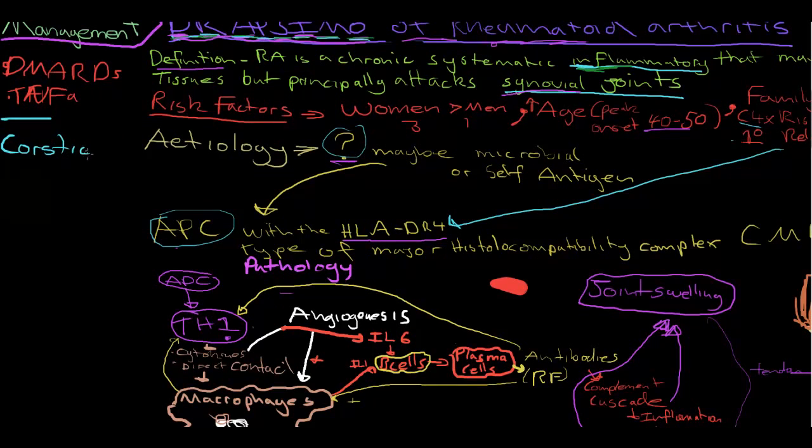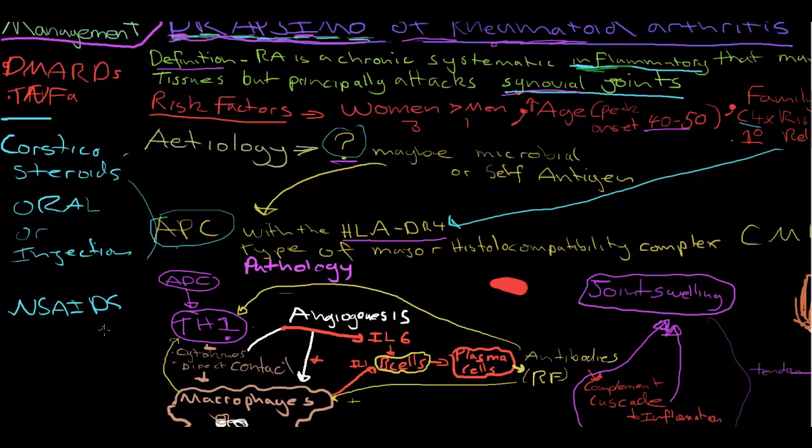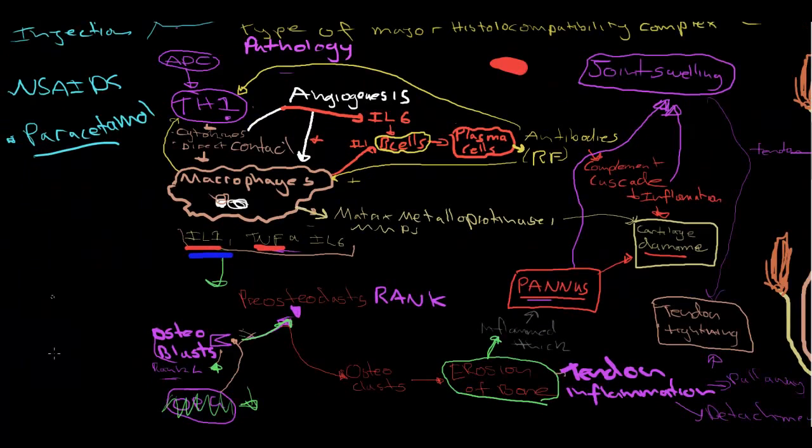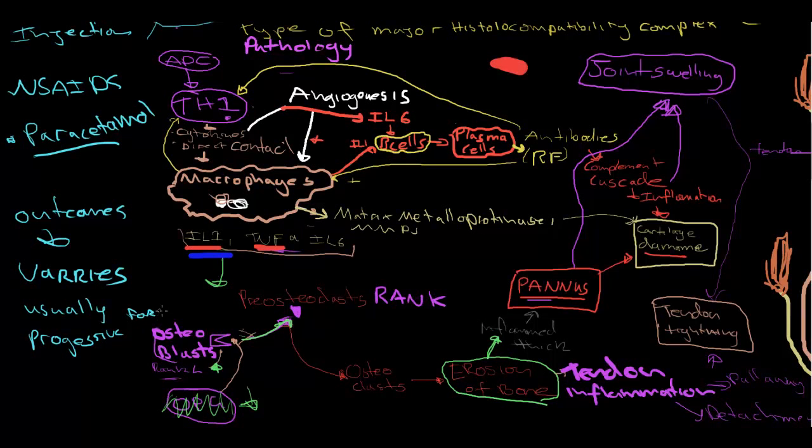Other things are corticosteroids. It can be oral or injections into the joint space, and NSAIDs. These both have bad side effects, and they don't really change the course of the disease, and so they're more for symptom management and just your normal analgesics, so like paracetamol is probably a good one because of the chronicity of it. Outcomes, it varies, but usually progressive for life. And it can also reduce your lifespan by 5 to 10 years.